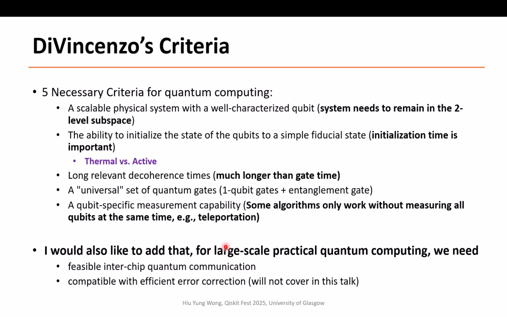Okay? So of course, these are only the necessary criteria for it to work. But for large-scale quantum computing, you also should be able to have inter-chip communication. It needs to be quantum communication and also compatible with efficient error correction.